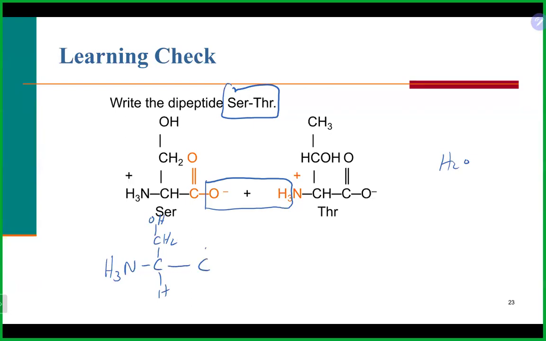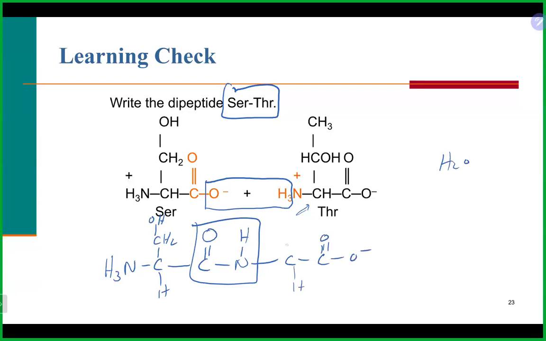It's just going to have that connection point, which is always what is referred to as a peptide bond between those two. And once again, on the backside, nothing much is going to change on this guy either. Then we'll just draw whatever we have left there, HCOH and CH3. And we've got our connection that happens here. And again, this would be Ser-Thr.